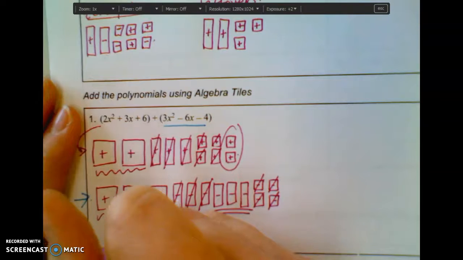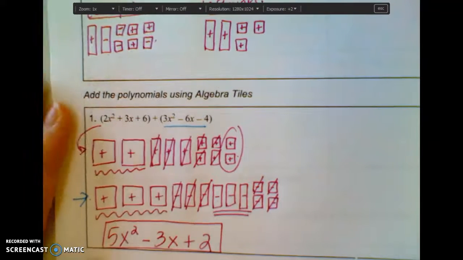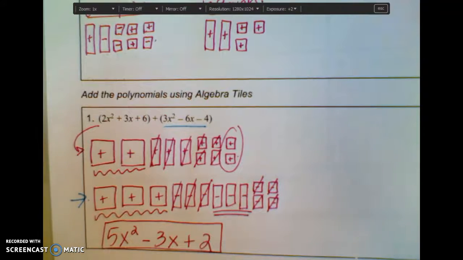So this is how we add with algebra tiles. And this is something you could see on the EOC, and that's one reason we do it. Another reason, it can just be helpful for us to visualize.